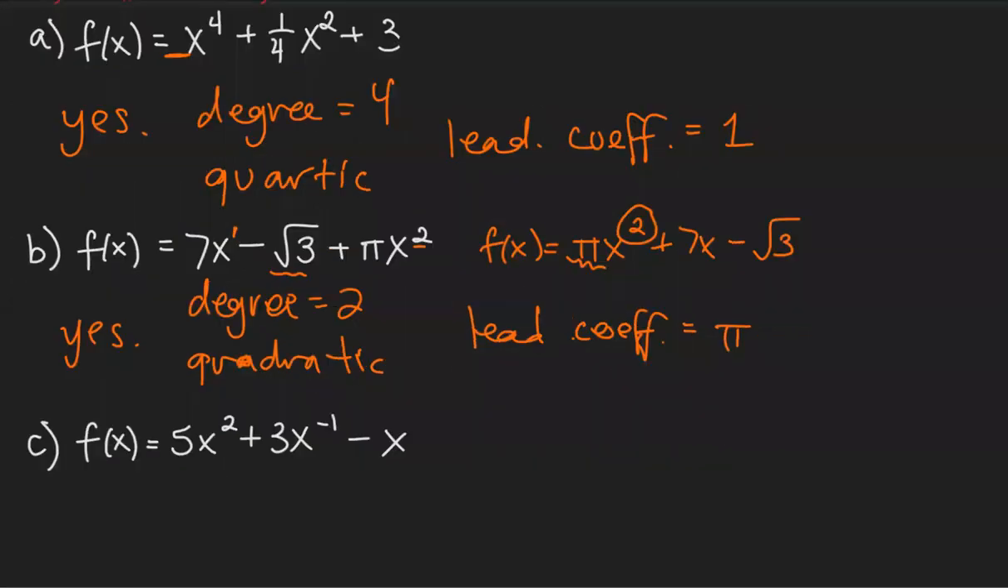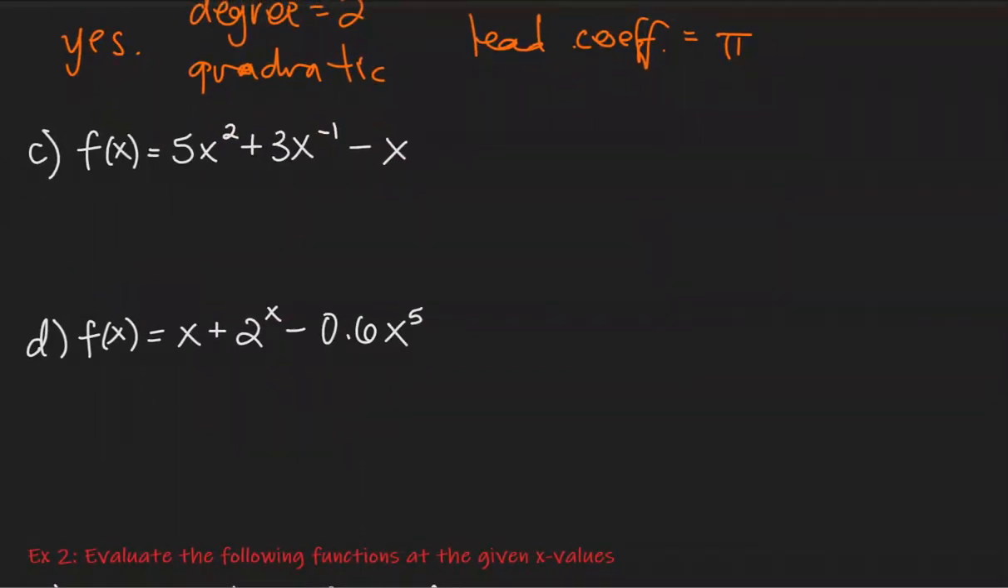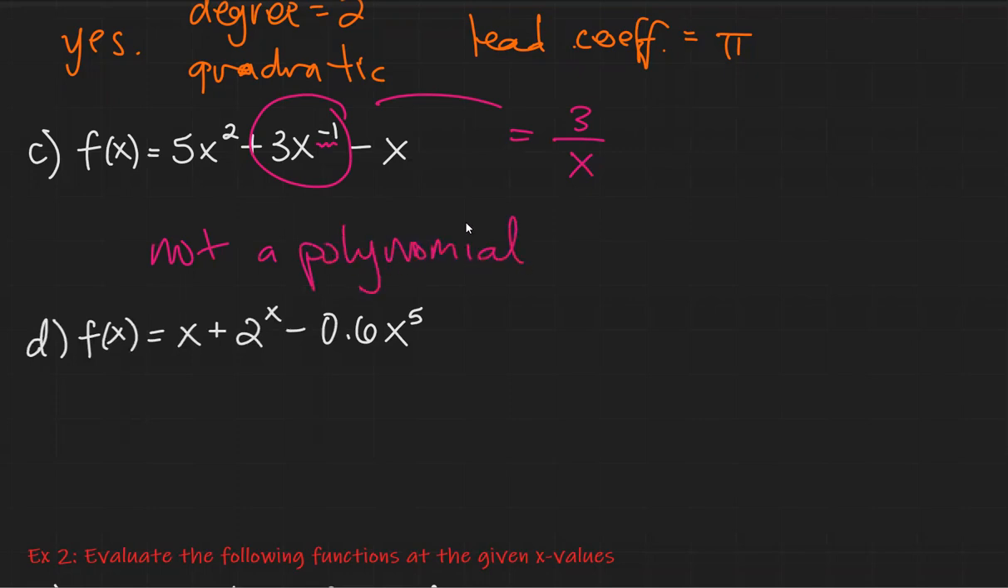Okay, 2 more. What do we check for polynomials? We make sure all the exponents are whole numbers, positive. Looks like this one is not a polynomial because we have this -1 as an exponent. So that's technically equal to 3 divided by x. Remember from our section 5.1 how to rewrite terms with negative exponents. So that means that this is not a polynomial, and the reason why is because of that negative exponent.